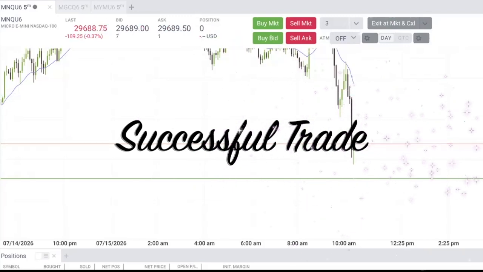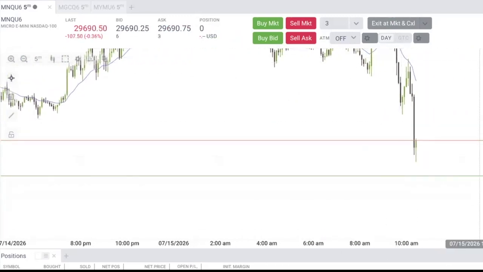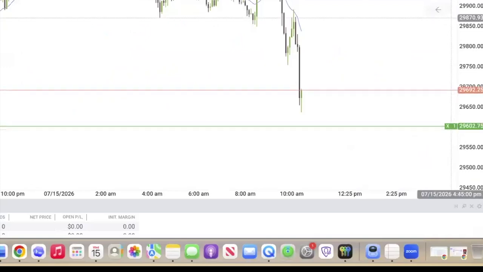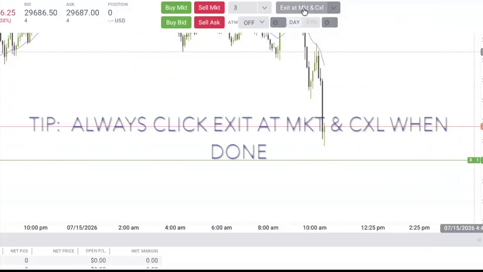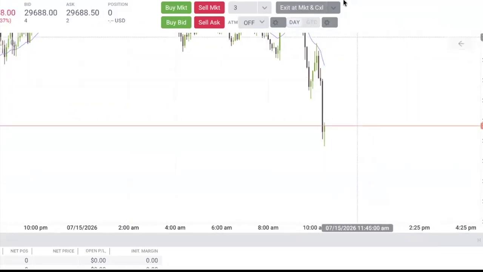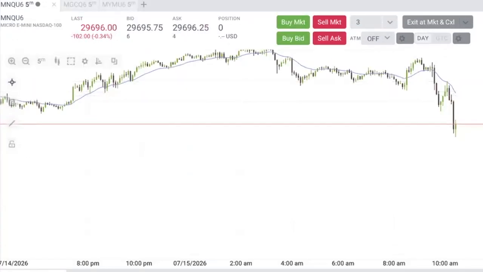Now we're out. And see how this is left here? This is still here. So we've got to go to the top and exit at market close. We've got to exit, and that cuts out everything. So always click that when you're done. All right. And so that was a good trade.